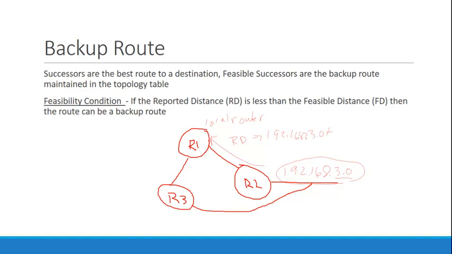R1 then adds the distance from itself to R2, right? Because then the complete metric, or distance, I keep referring to distance because it's feasible distance, reported distance, metric, right? The complete metric to get to this network is what it is from R1 to R2, and then what it is from R2 to 192.168.3.0. So it takes the reported distance as reported by R2, adds the distance between itself and R2. Okay, that's the whole metric.